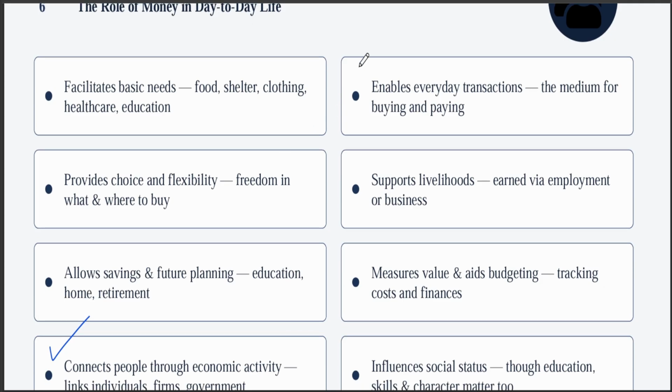The other one is it enables everyday transactions. Kama kuna pesa, kutakuwa na transaction every time, because money is used as a medium for buying and paying. So it also supports livelihoods.